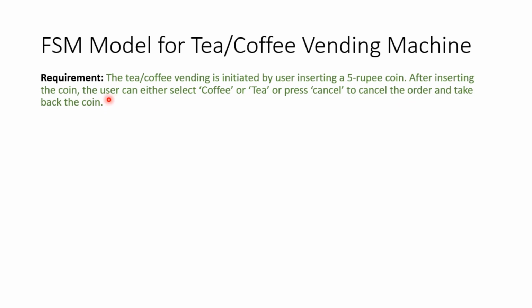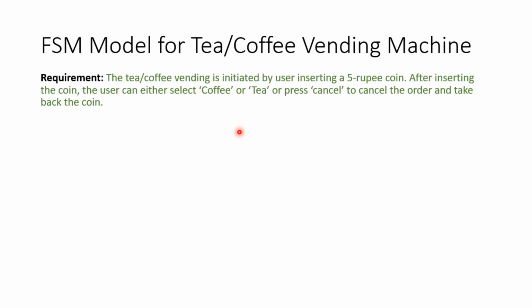After inserting the coin, the user can either select coffee or tea, or press cancel to cancel the order and take back the coin. So he has these 3 options. You put this 5 rupee coin. After putting the 5 rupee coin, you feel that, oh no, I don't want tea or coffee now, so I can cancel it, get the 5 rupee coin back, and I can walk away. Or you can put the 5 rupee coin and feel that you need to have a good tea now, so you press tea.